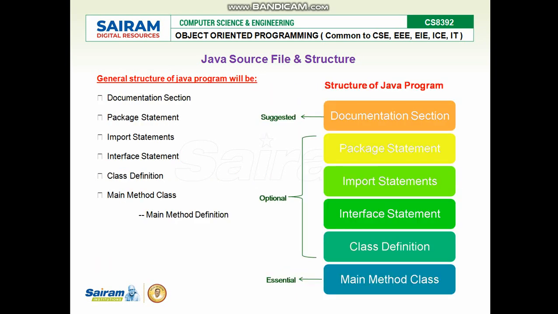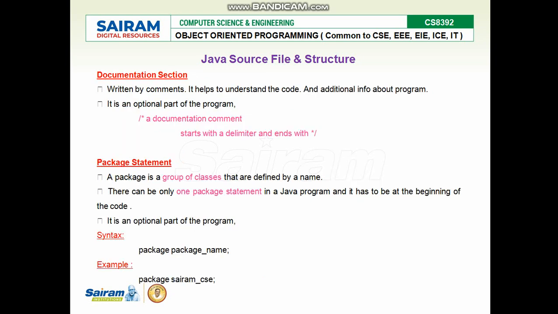Now let's see each section one by one. First one is documentation. Documentation is nothing but comments, information about the program. It helps to understand the code, and it is additional information about the code. It is an optional part, as I said already, with slash symbol, asterisk, which is the starting of a comment, and ending of comment, asterisk slash. In between you can give anything; that is going to be excluded from compilation and execution, only for informational purpose.